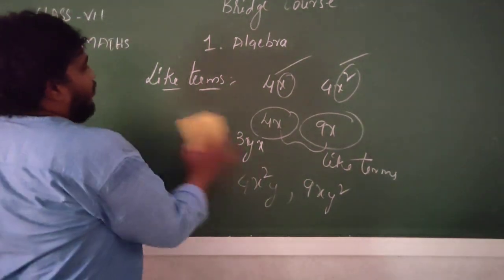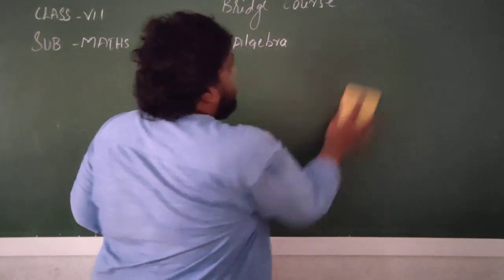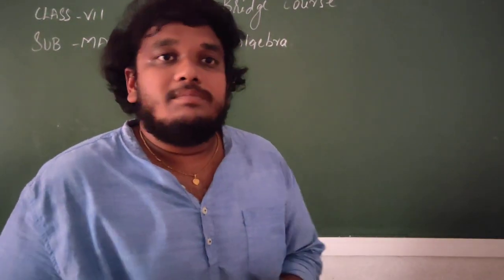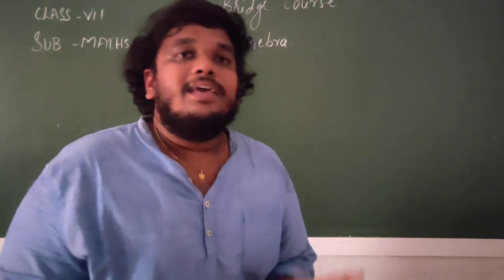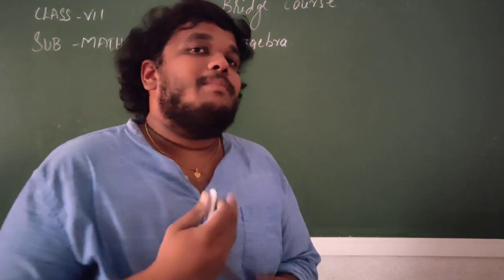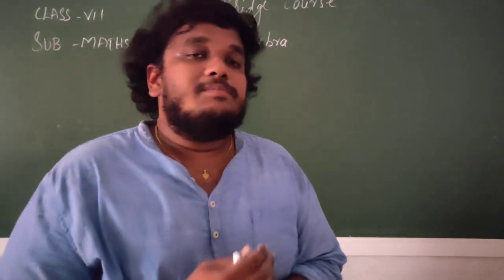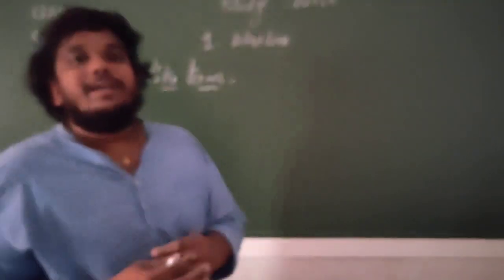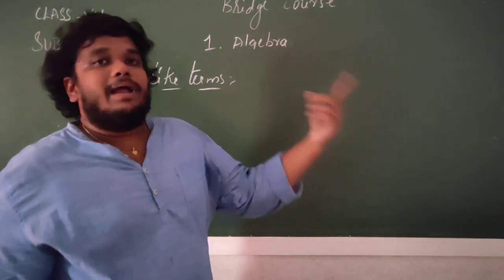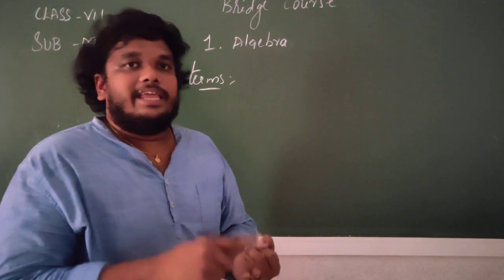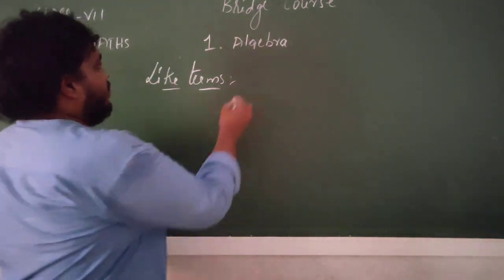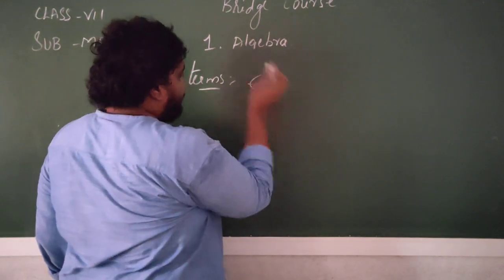Yes. So there is one point here: like terms can be added and subtracted, but unlike terms cannot be added and cannot be subtracted. They will remain as they are. Unlike terms can be multiplied, but they cannot be added or subtracted. Like terms can be multiplied, divided, added, and subtracted. For an example, I'll take one example here.